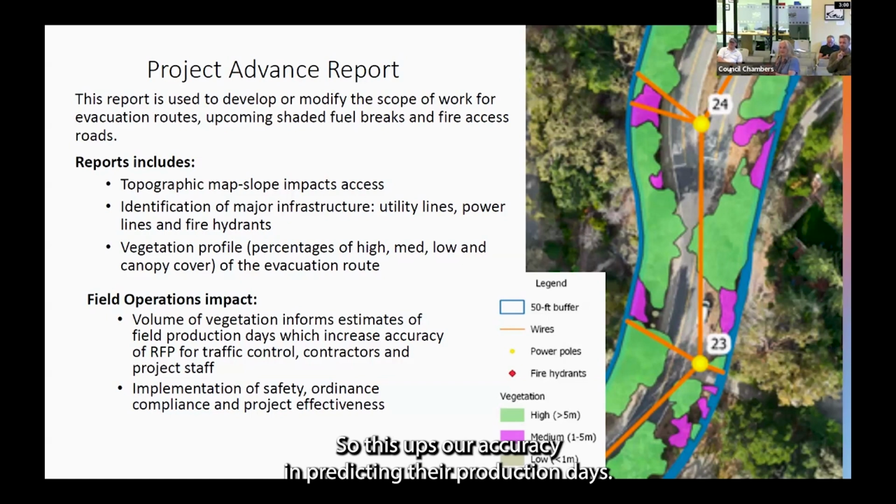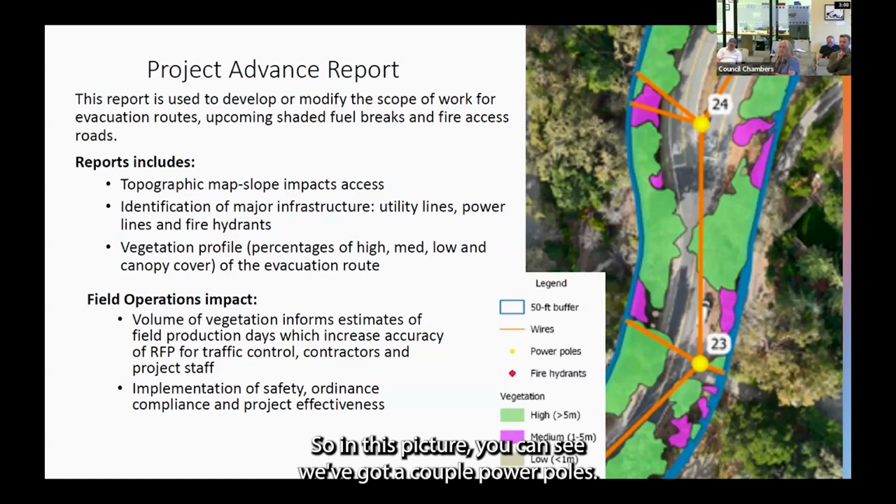So this ups our accuracy in predicting the production days for all the contractors, traffic control, project staff, things like that. And those are the three, the last bullet point is the three things that you've heard me talk about before. Those are the three main things we look for in the before flyovers when we're adjusting the scope of work.